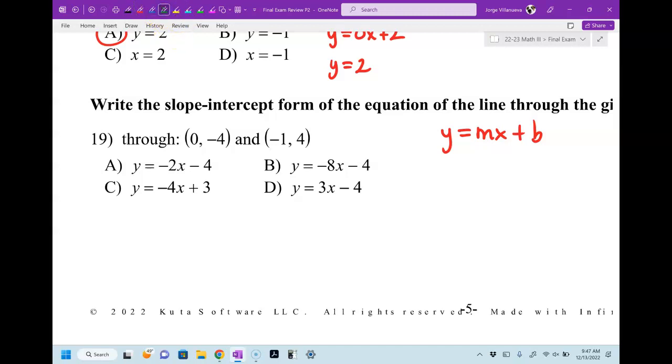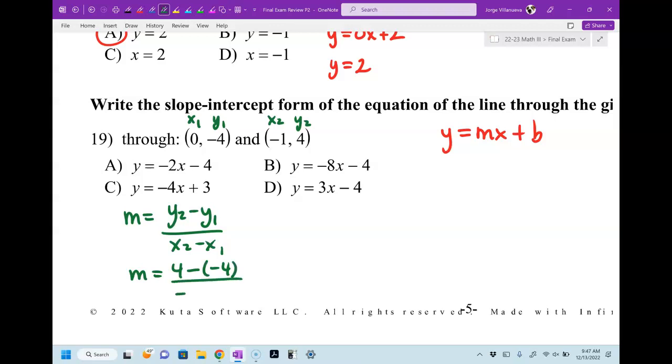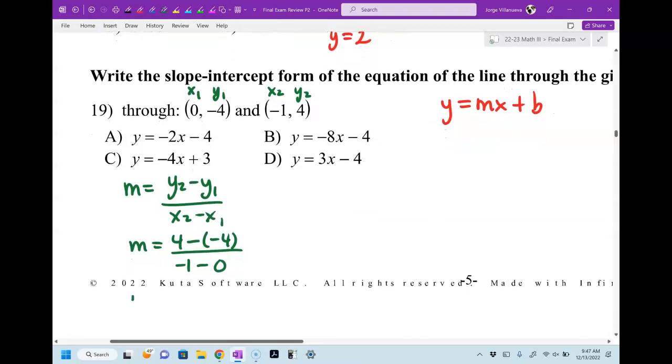So here we go. Slope is y2 minus y1 over x2 minus x1. This is x1, y1. This is x2, y2. All right, and we're just going to plug it in. So m is equal to y2, that's 4, minus y1 is -4, over x2, which is -1 minus 0. So that means that my slope is 8 over -1, so it's -8. That's my slope. Now I got to figure out my b value.